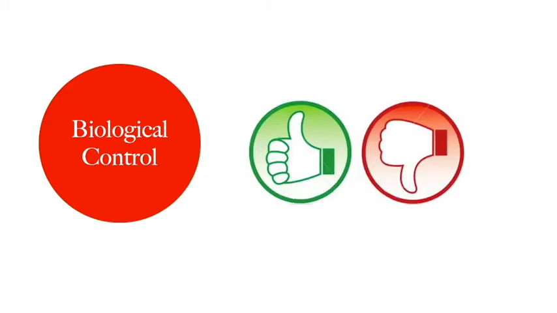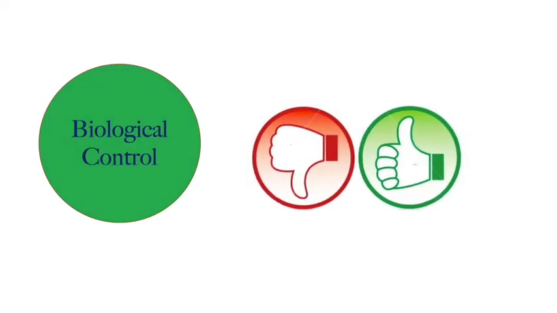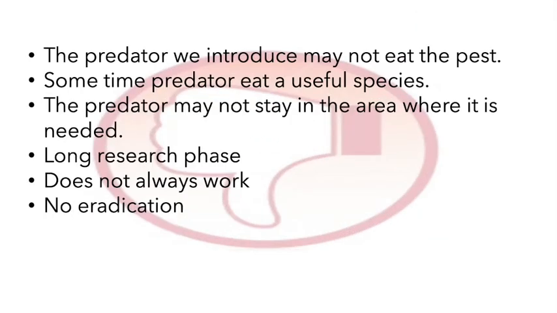So let's talk about some advantages and disadvantages of biological control. First of all, we will discuss the disadvantages. The predator we introduce may not eat the pest and may instead eat non-target species. Also, it is quite unusual, but sometimes a predator eats a useful species as well. The predator population may increase and get out of control. Another point, the predator may not stay in the area where it is needed.